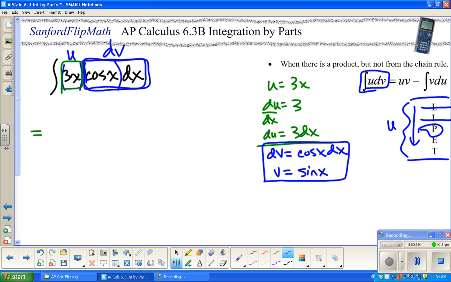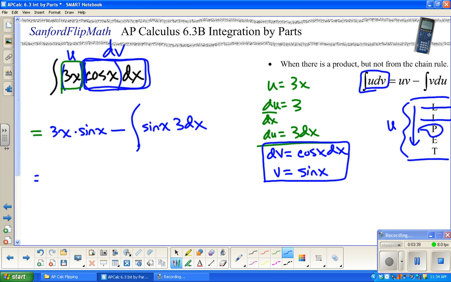Okay. So again, not negative sine, because the derivative of sine to get me back to dv, the derivative of sine is just cosine. I know that can get a little confusing. All right, so we're following the pattern, u times v. So 3x times sine x minus the antiderivative of, well, now we're going to do v du, like voodoo is the way I remember it. So v is sine x, du is 3 dx.